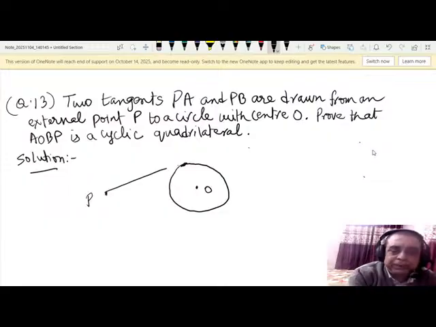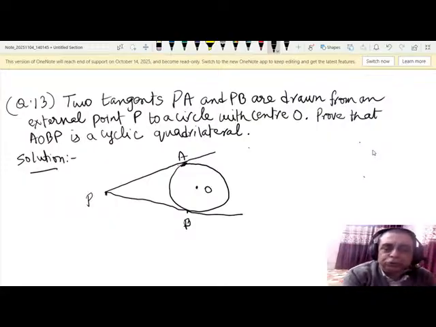Now there are two tangents drawn to the circle from an external point P. So from P we are drawing two tangents. This is PA, the first tangent. And from P we draw another tangent. So this is PB. Now you join A to O and B to O. Now here we have to show that this quadrilateral PAOB is a cyclic quadrilateral.